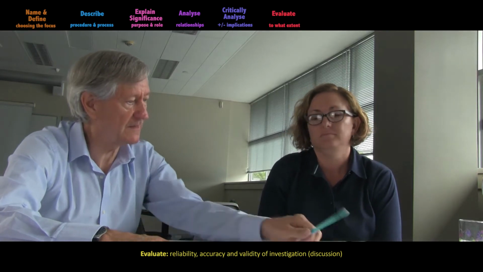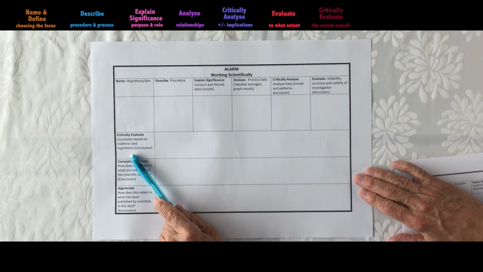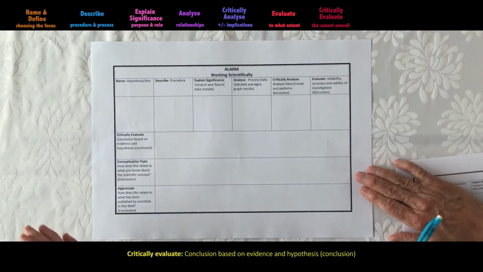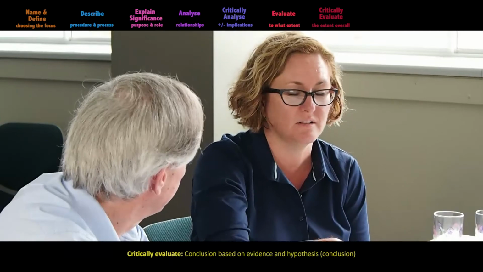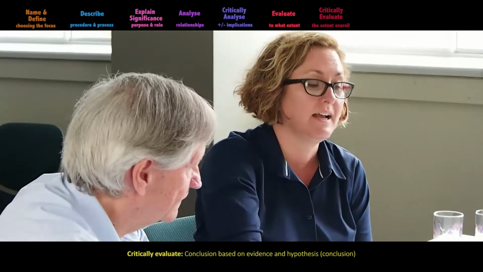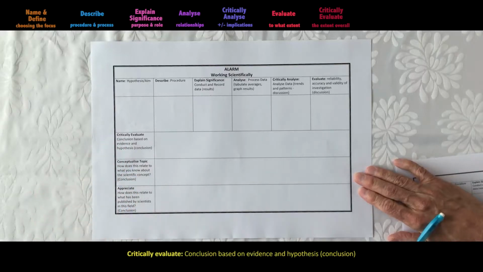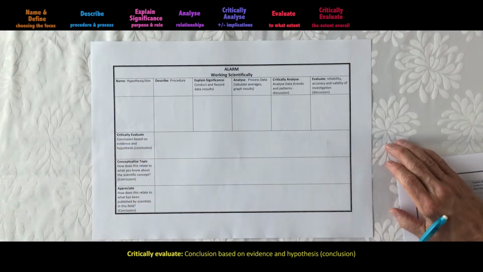Okay, and then you finally come back sort of to your hypotheses here. Yes. So your conclusion based on evidence and hypotheses. So that's your conclusion here. So in scientific method, or when you teach students to write a working scientific report, the conclusion is only based on the hypothesis. So that's where you're essentially saying whether your data proved or disproved your hypothesis. Okay.